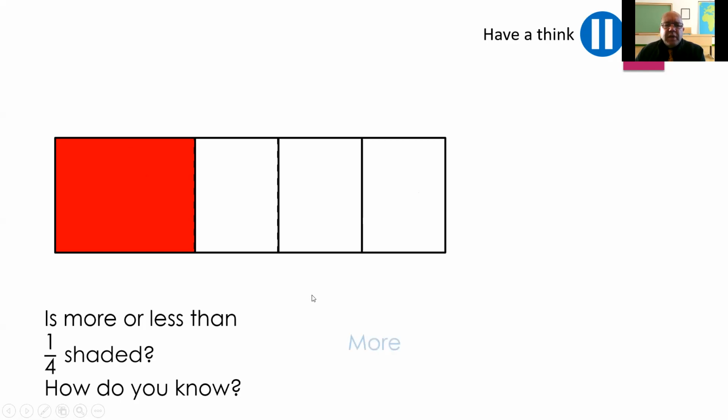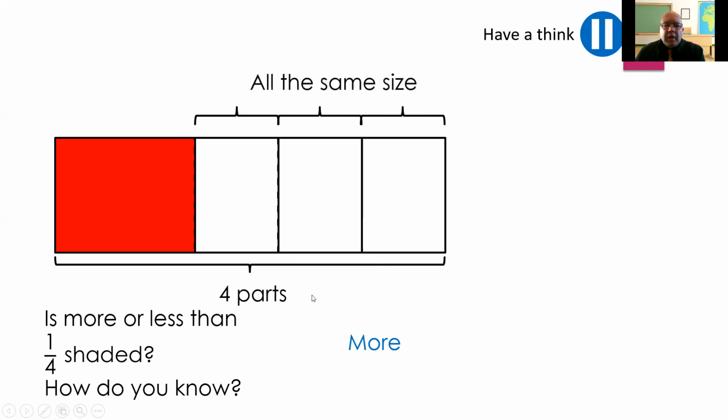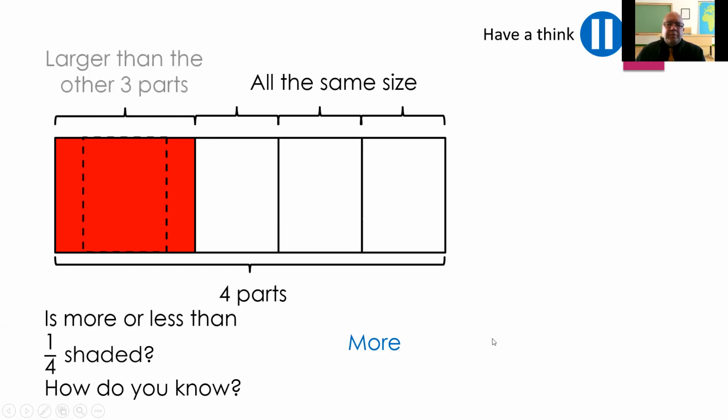And we can show you that by splitting this up. So there's a whole into 4 parts. They're all the same size. But you can see that if we put the same size on there, then this red bit is quite a bit bigger. So this is more than a quarter. Okay, so it's larger than the other 3 parts.